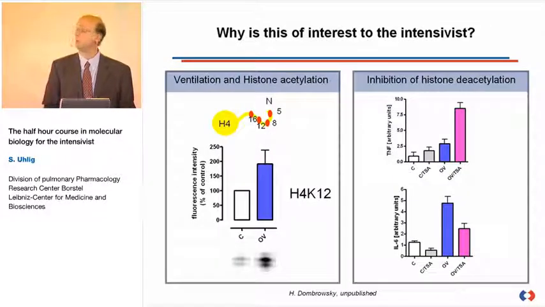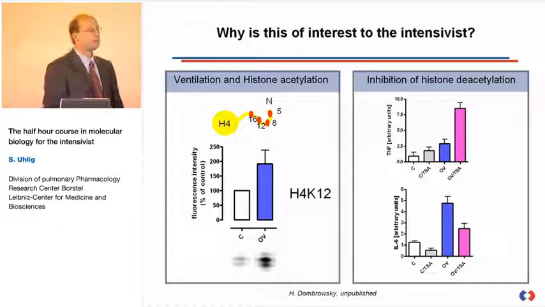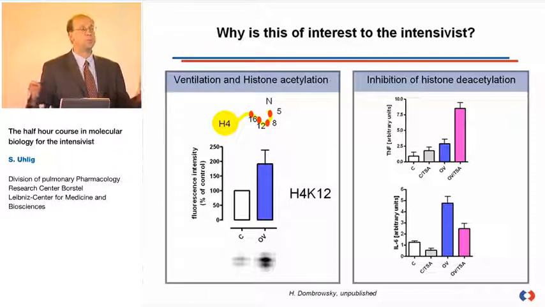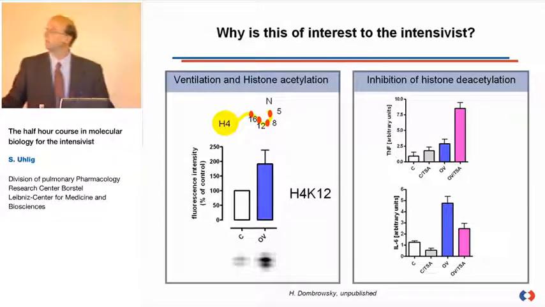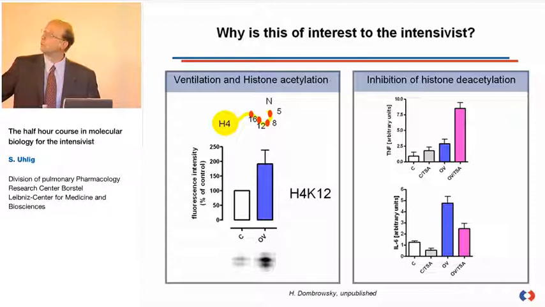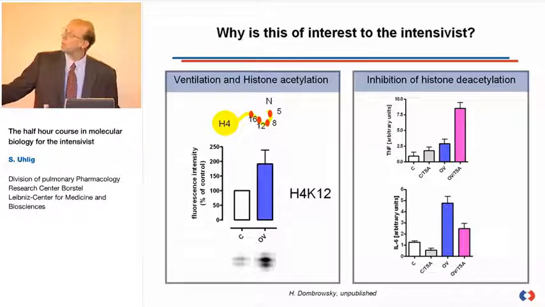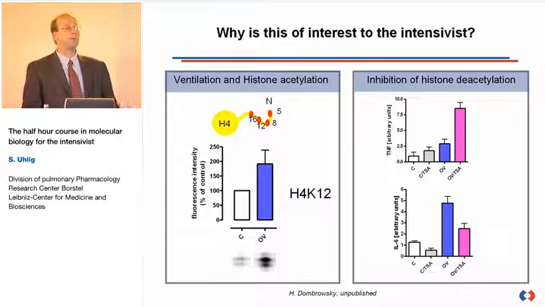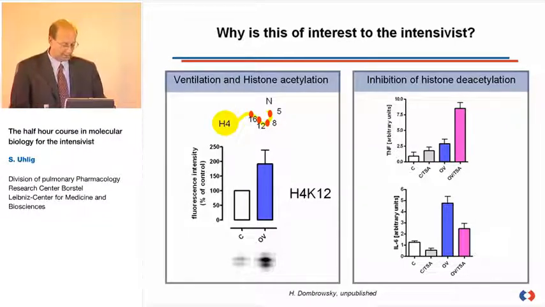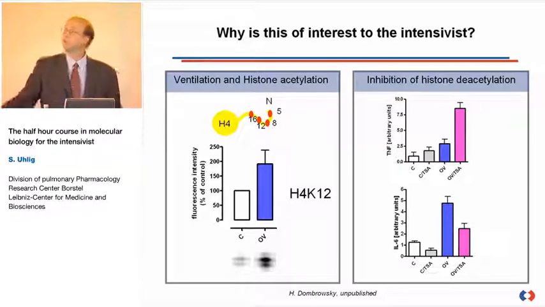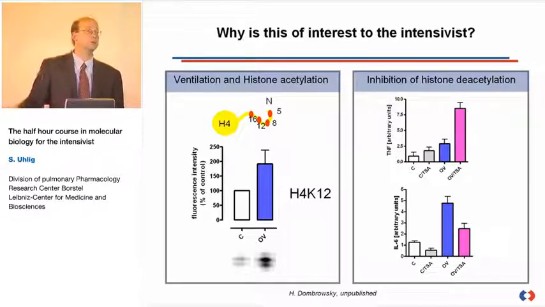And just finally, I would like to show you that this is also relevant for things we are discussing here. We have recently started to look at histone acetylation in models of overstretching the lungs. This is just a brief example looking at histone 4. And you can see that overventilating mouse lungs, stretching those mouse lungs, of course, leads to an increase in transcriptional activity, and by that also leads to an increased acetylation of this particular histone molecule.